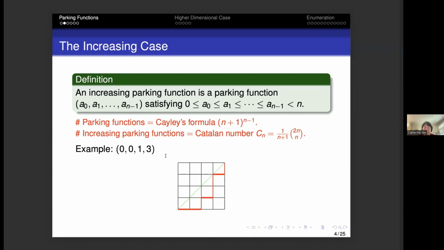Taking an example, 0013 is a parking function of length 4. We can represent this by a lattice path where you put horizontal steps at heights 0, 0, 1, 3 consecutively, and then connect those red edges by vertical edges. So it's a lattice path from the origin to the point (n, n), in this case 4. And what you can see is the original sequence is a parking function if and only if there's a lattice path lying sub-diagonal. So that's hence given by the Catalan number.